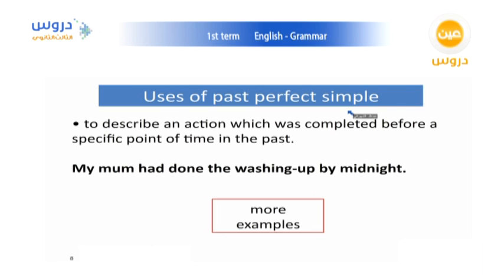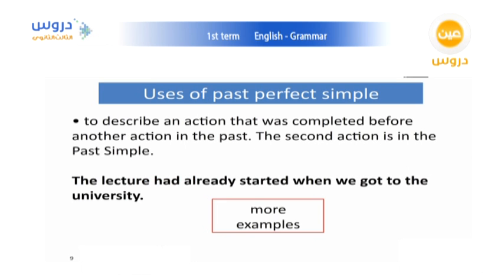So the uses now of the past perfect: to describe an action which was completed before a specific point of time in the past. And we had an example now. My mom had done the washing up by midnight. Here is the past perfect. More examples, I think we will tell you inshallah at the end of the slides.